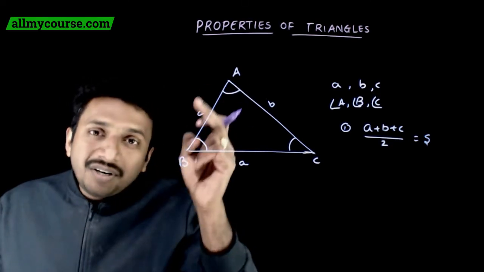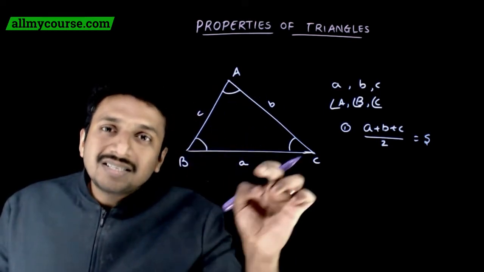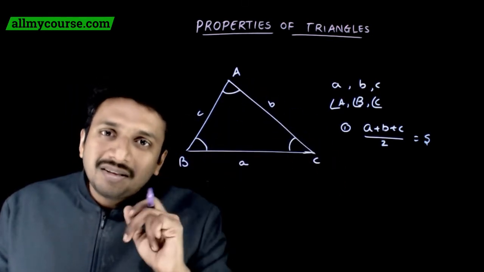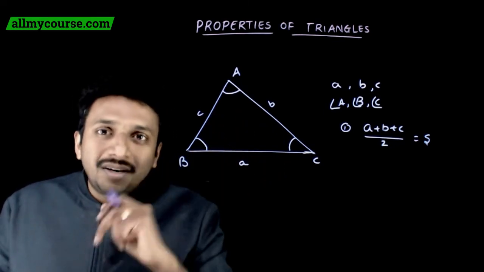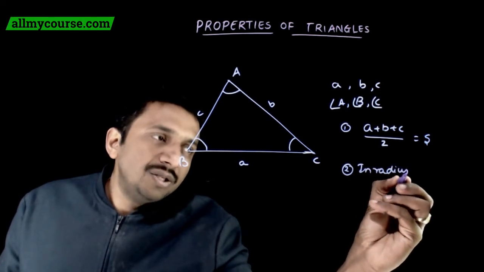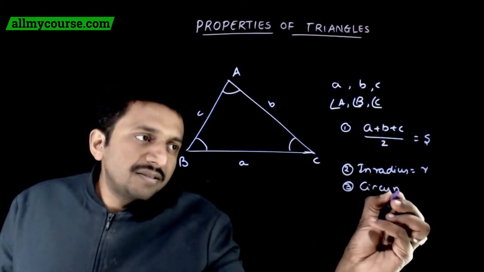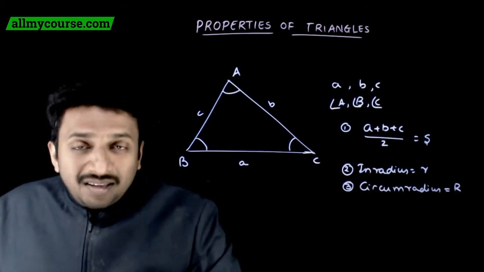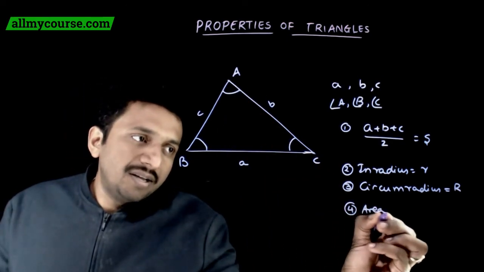And we know that every triangle will have a certain inradius and a certain circumradius. So you have an incircle to a triangle, you have a circumcircle to a triangle. The radius of the circumcircle is called circumradius. The radius of the incircle is called inradius. The inradius is usually denoted in this chapter by small r. The circumradius in this chapter is denoted by capital R, and the area of the triangle is denoted by delta.